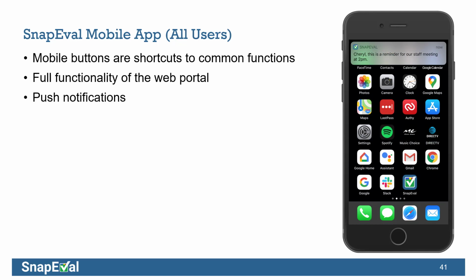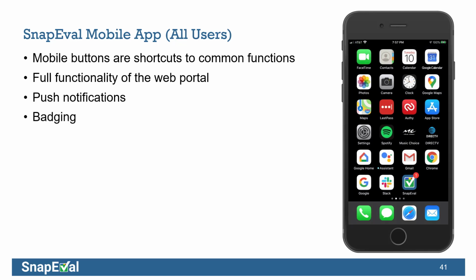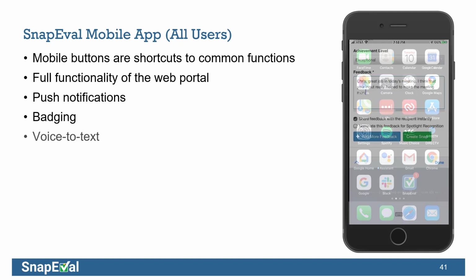As we've already talked about, the SnapEval mobile app supports push notifications, including custom push notifications from administrators in SnapEval to let you know about important things going on within your organization. The SnapEval mobile app also supports what's called badging, and you can see the number 1 here with the red circle around it by the SnapEval icon. This basically tells you that something is important in SnapEval that requires your attention. So when you see a badge, click on the SnapEval icon.